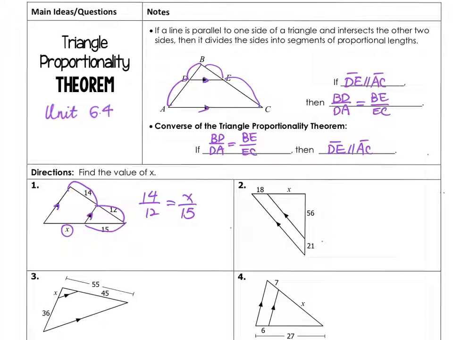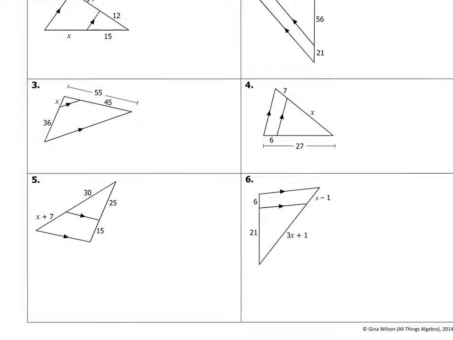Now, let me use a different color. If you set it up in the reverse way, that's fine too, as long as you're consistent. If you solve that equation, you cross multiply, and x should come out to be 17.5. Number 2 is the same, so finish number 2 on your own. And let's look at number 3.